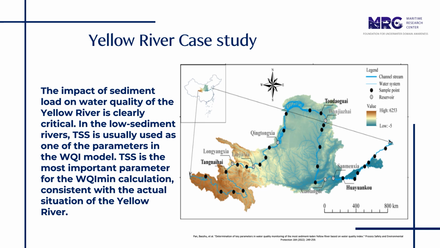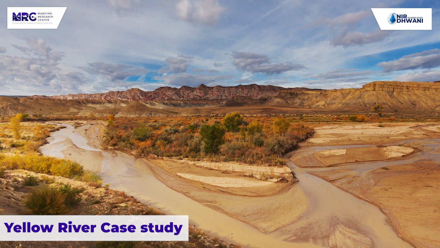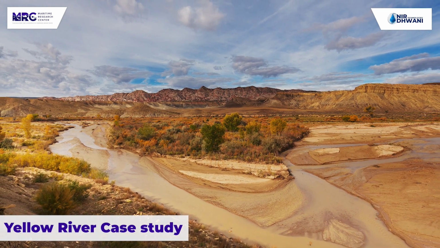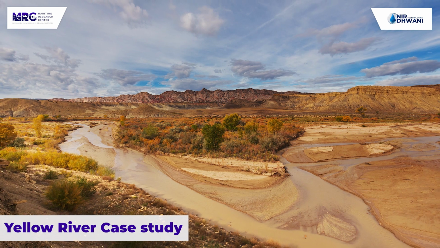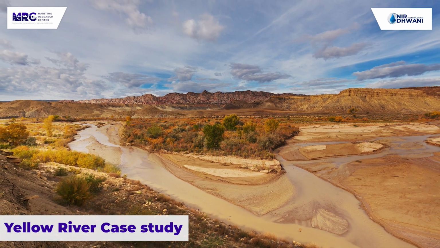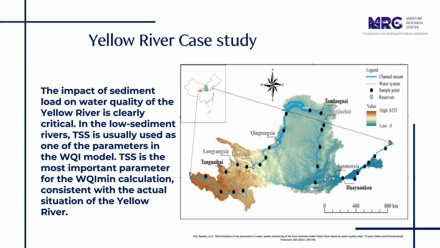Now, when we talk about what the project achieved, it showed that the impact of the sediment load on water quality in the river is clearly critical, and it showed that in low sediment rivers, the total suspended solids is usually used as one of the parameters in the model that they have developed. So we can look into the case of how they collected the various parameters required for the model, and how they carried out the ground and field validation of the model. And similarly, if we can develop something for our own systems, it can be of great use for any future.